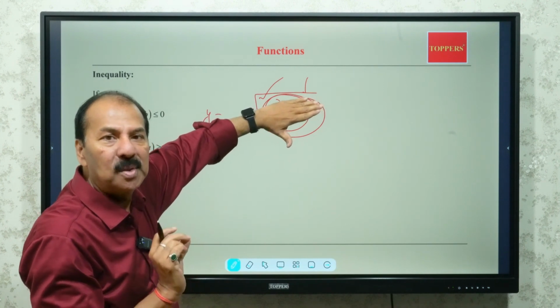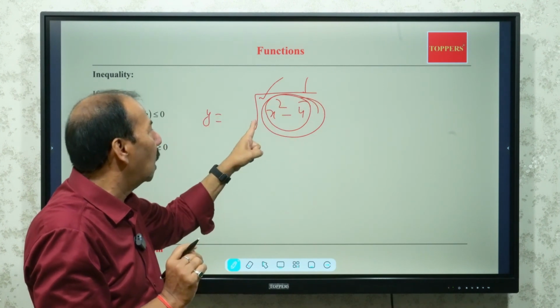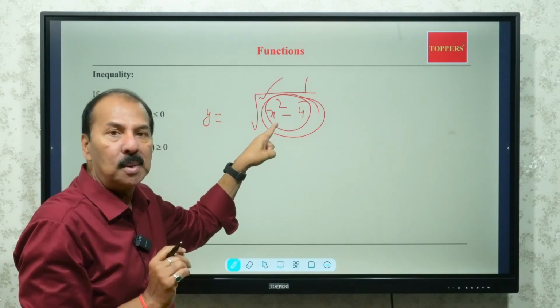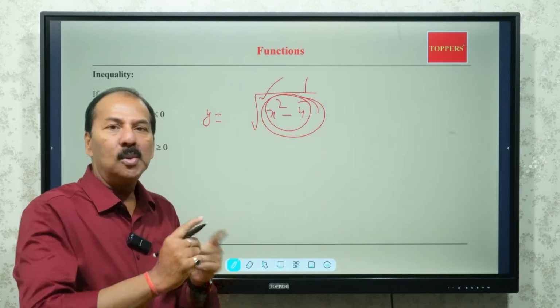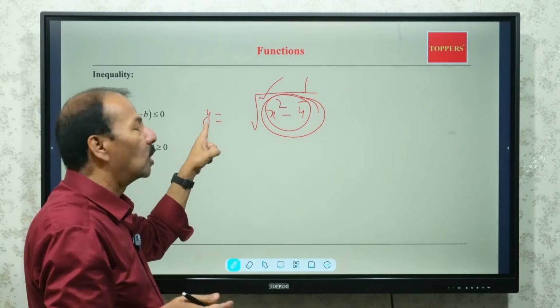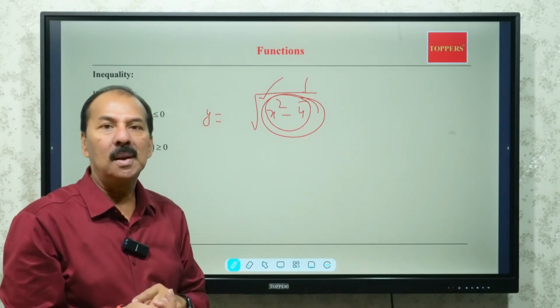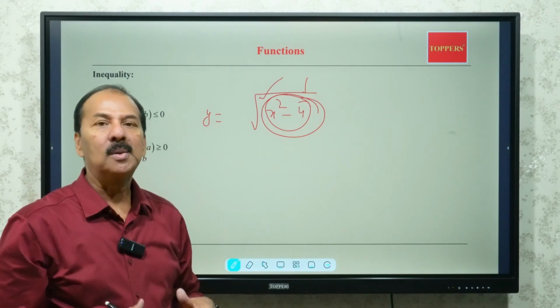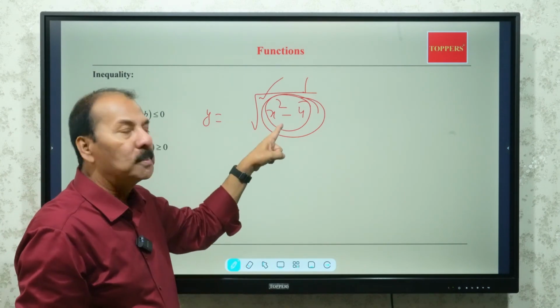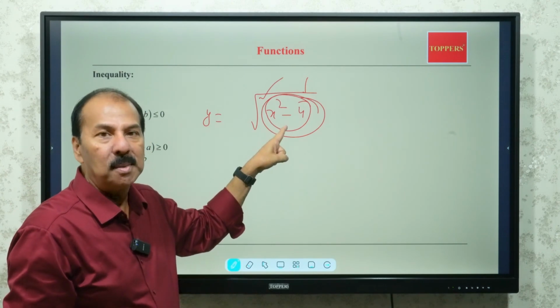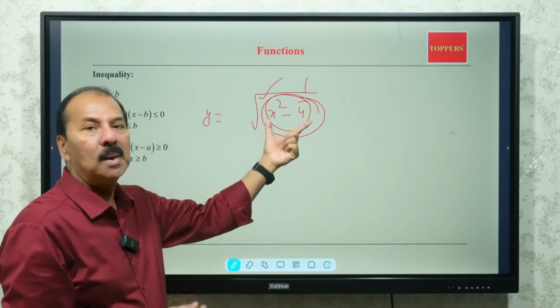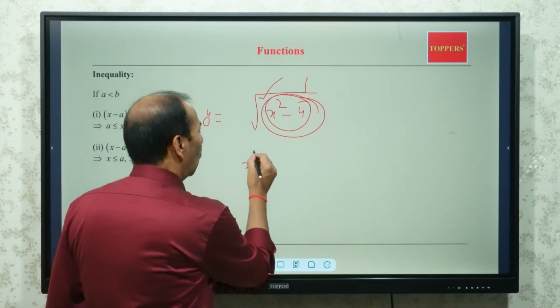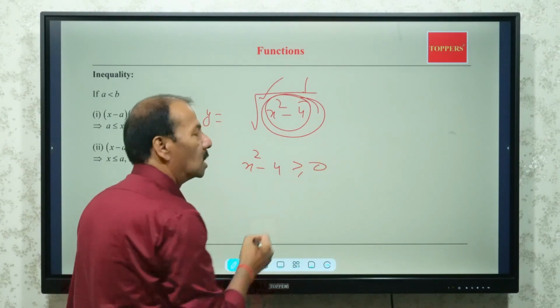If it becomes negative, then we will have to calculate the square root of that negative quantity, and the square root of that negative quantity becomes what? Imaginary, and imaginary is not part of the defined domain. So the clue we are getting is that the expression under the square root can't be negative, it has to be positive. So from there we get the clue that x squared minus 4 should be greater than or equal to 0.